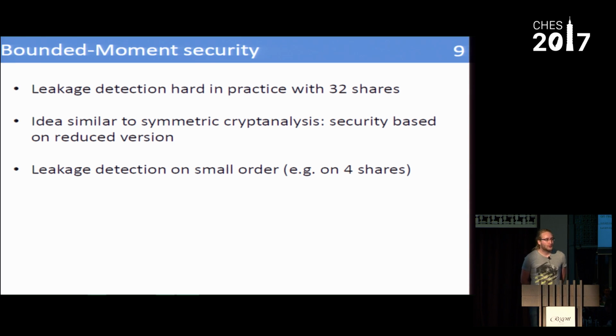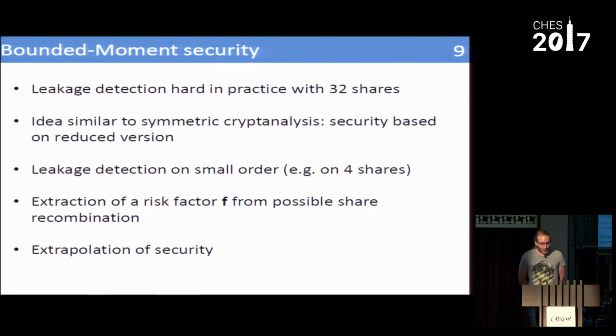So what we have done is to do leakage detection on a small order. We have taken the maximum we were able to do in a reasonable time, so we have done it on 4 shares. What we want to do with this leakage detection is to extract potential risk factors, which could come from the share recombination, and extrapolate the security from the 4-share case to the 32-share case.